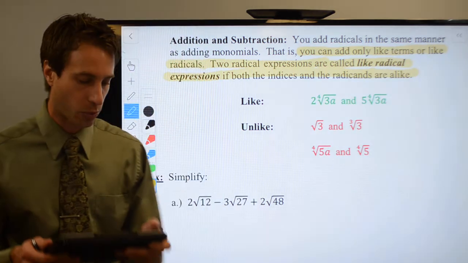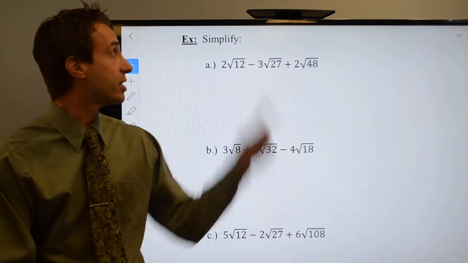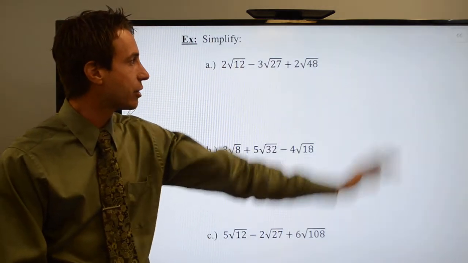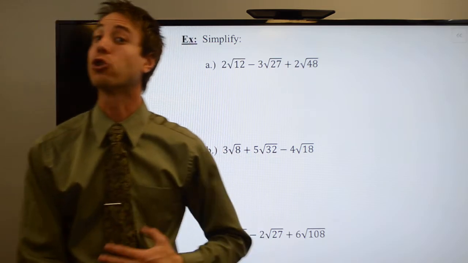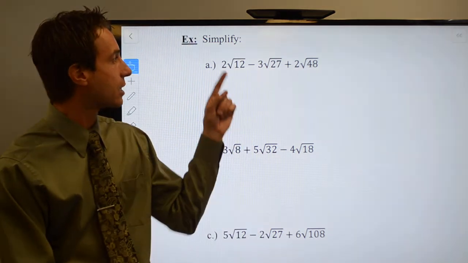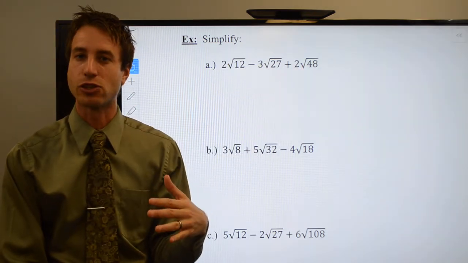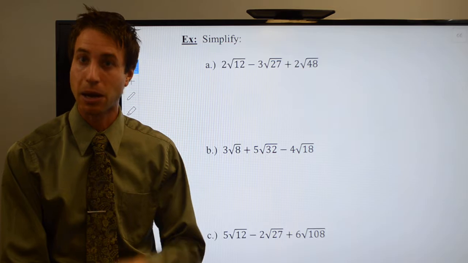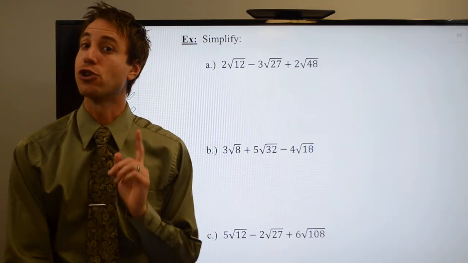Let's take a look at what we're going to ask you to do with these guys then. Here we go. We want you to simplify this. I'm asking you to add and subtract some square roots. Well, we go ahead and take a look at it, and here's what I find. Square root, square root, square root. All of the indexes are 2. Fantastic. But the radicands, 12, 27, and 48, those are not the same.